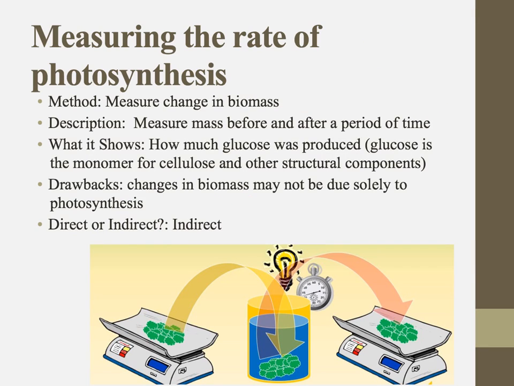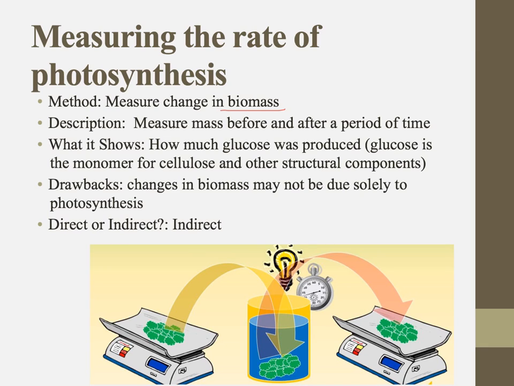And the last one we're going to talk about here is changes in biomass. In other words, how much did the plant weigh before and after? What this shows is how much glucose was produced. Glucose is a product of photosynthesis. Photosynthesis allows for the production of glucose, which, if we have a bunch of it, we can use to make structural compounds like cellulose. All of that is needed to build new cells. So as I'm building new cells, I would also be gaining mass, since that glucose is used to add on to that mass.